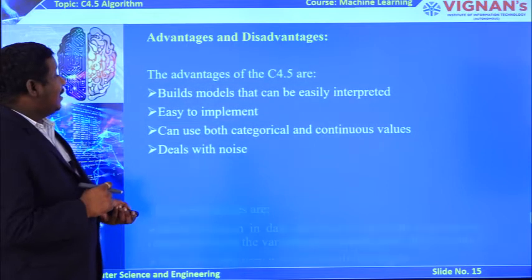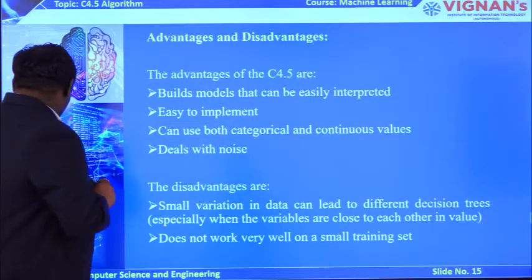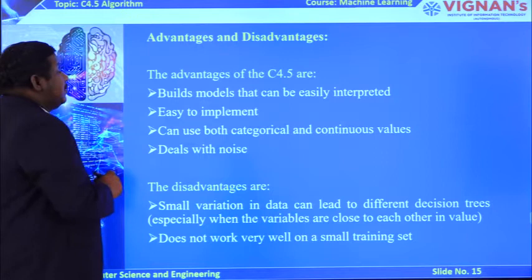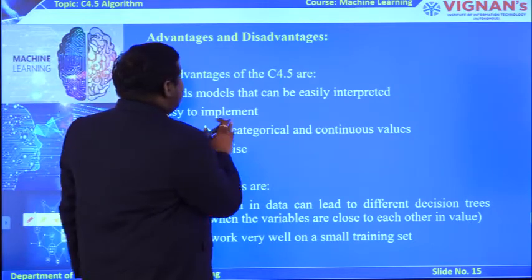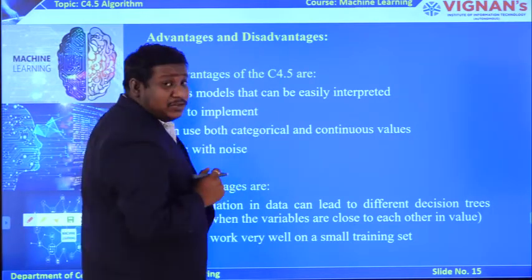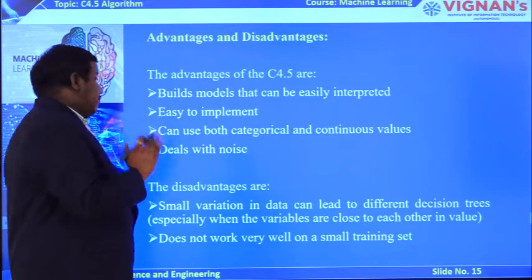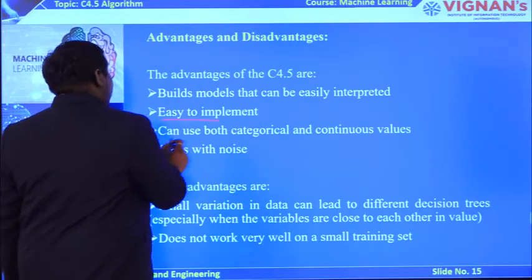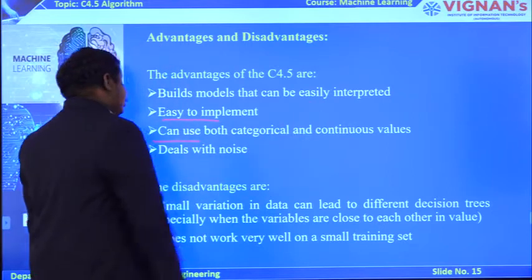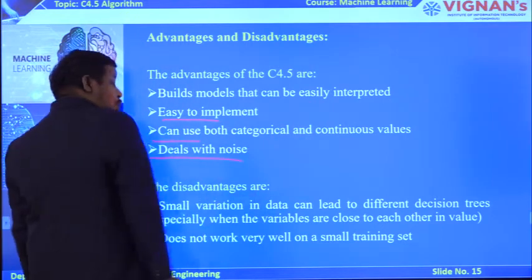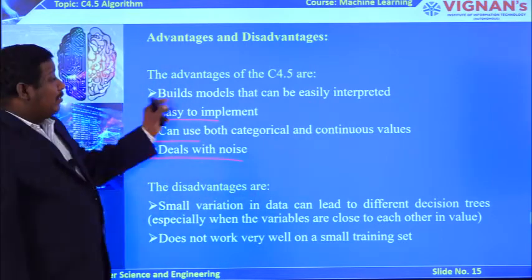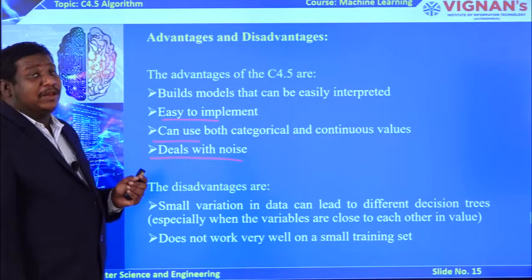So, these are the advantages and disadvantages of the C4.5. See what the advantages are? It builds models that can be easily interpreted, easy to implement, and can use both categorical and continuous values, and it deals with noise. These are some of the advantages of using this C4.5 algorithm.